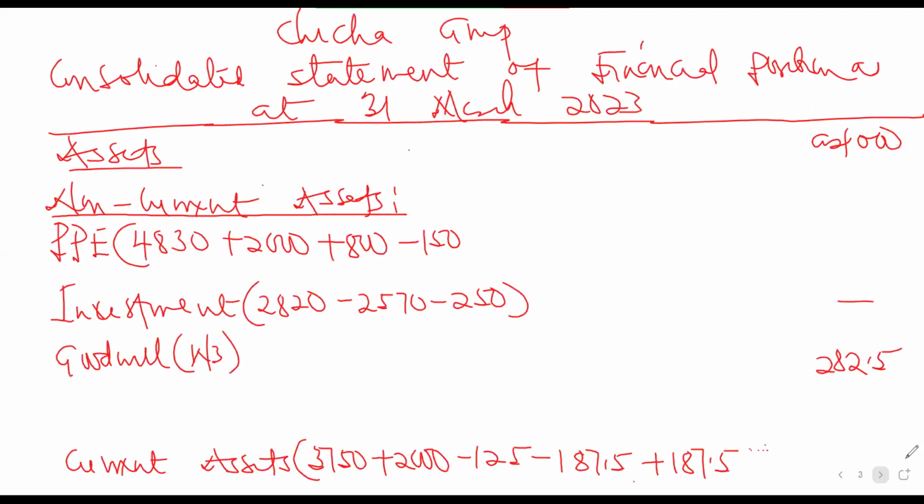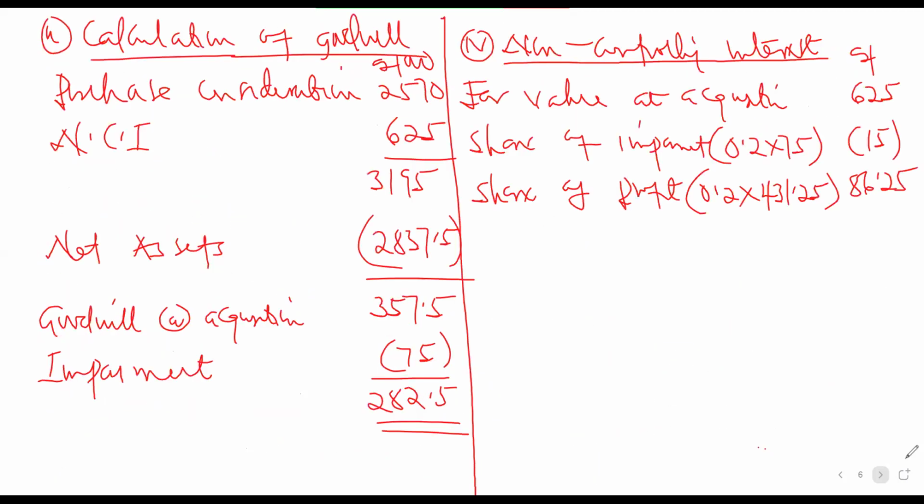Let's go to the NCI share of the profit here. What is the NCI share of the post-acquisition profit? The figure itself that we have here for the NCI: 86.25. Okay, that is before impairment, isn't it? Yeah. Okay, take impairment from it. If you take the impairment, what are we having?